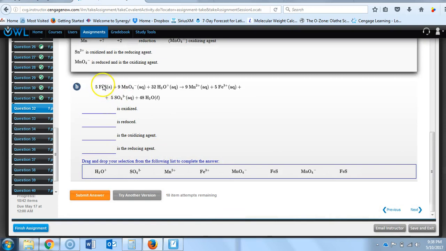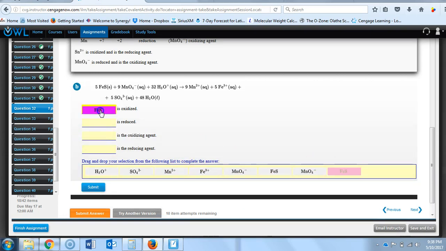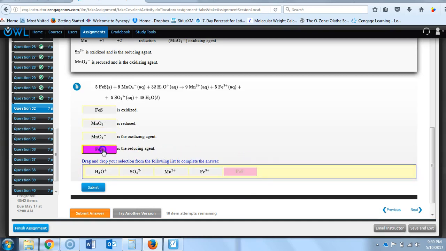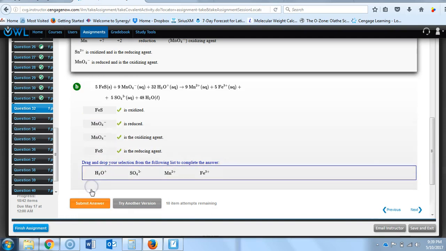Iron here is a +2. This iron is a +3. So iron, part of FeS, was oxidized. Manganese, we already know in permanganate he's a +7. Over here he's a +2. So the permanganate was reduced. The oxidizing agent, therefore, is the permanganate. And the iron sulfate's the reducing agent.